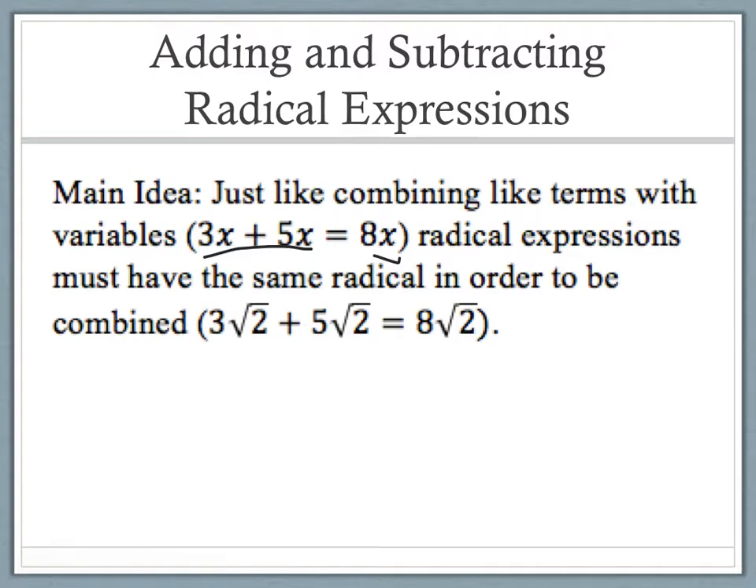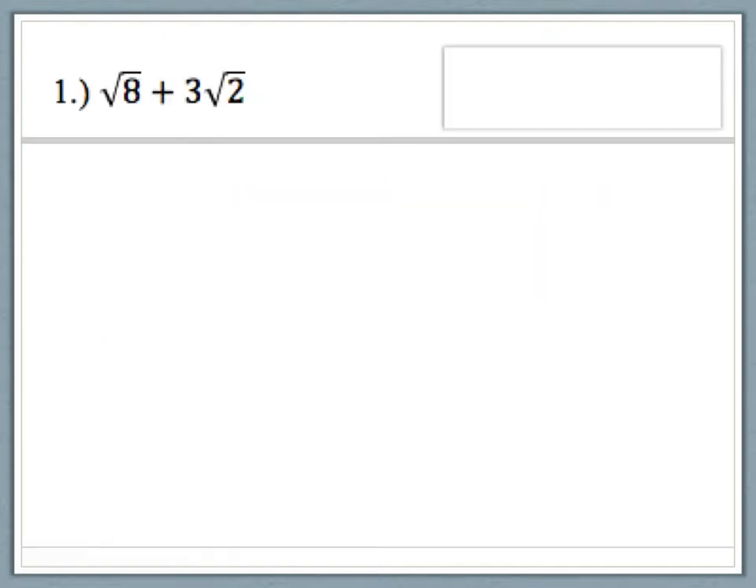Okay, so if I had 3 square root 2 and 5 square root 2, that's just going to be 3 plus 5, which is 8, and then we keep the square root of 2, just like we kept the x above. Okay, it didn't become an x squared, it just stayed as an x. Now let's look at an example.